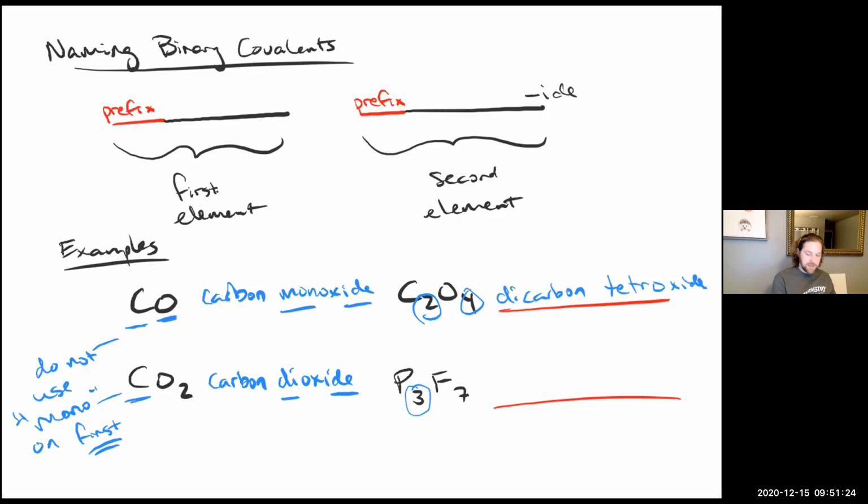So we have a 3 and a 7 we need to use prefixes for. So we have tri, and then phos. For us, I'm taking some liberties, I'm using some space, so triphosphorus, and then hepta. Then this next one I have to change to an IDE ending, so fluorine will be fluoride.